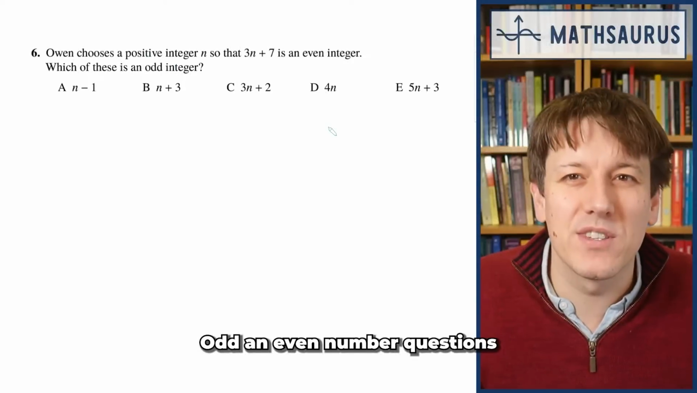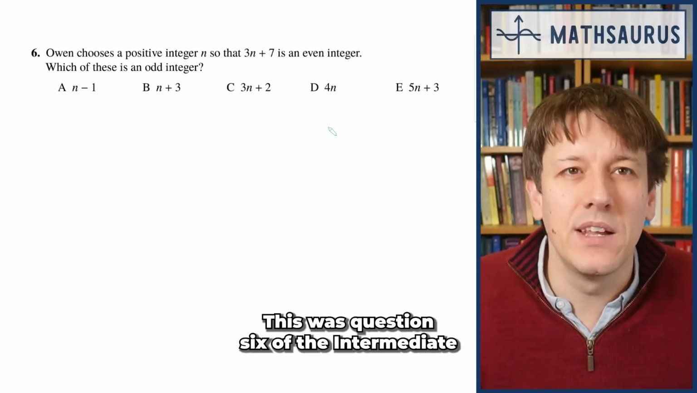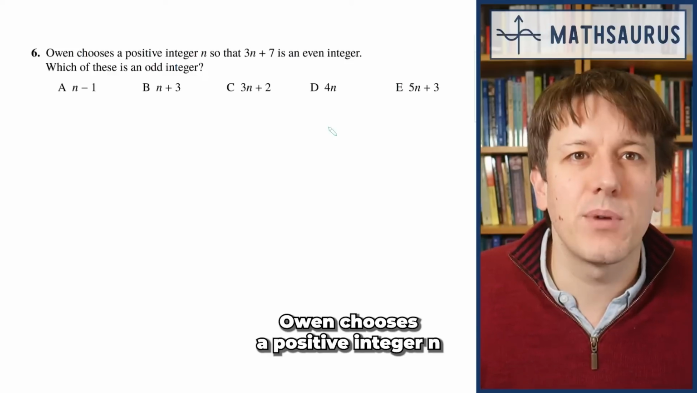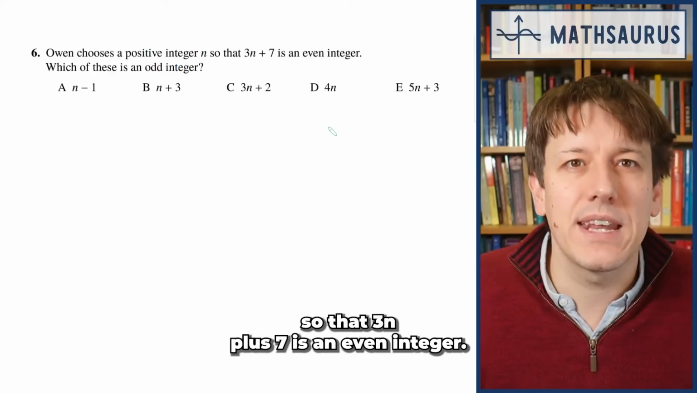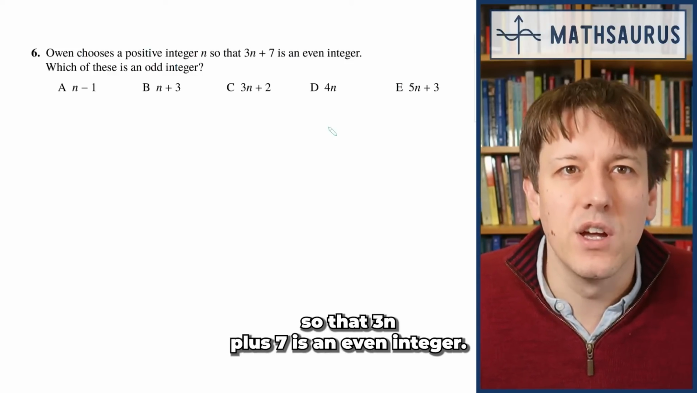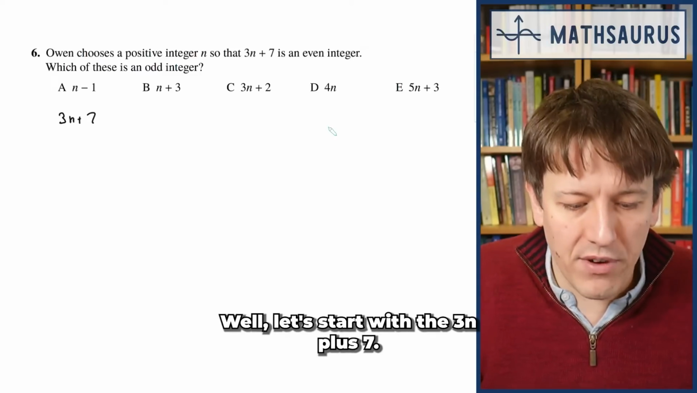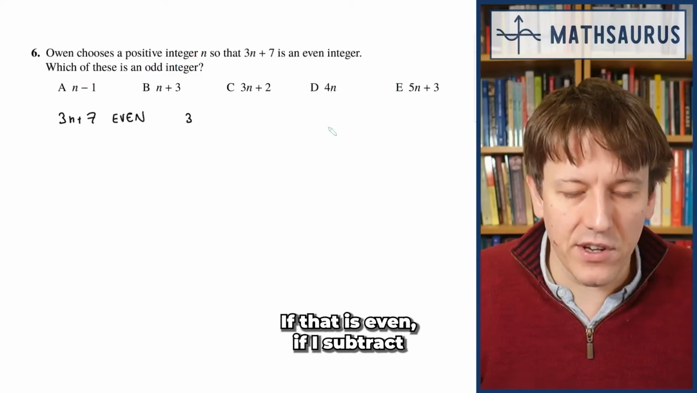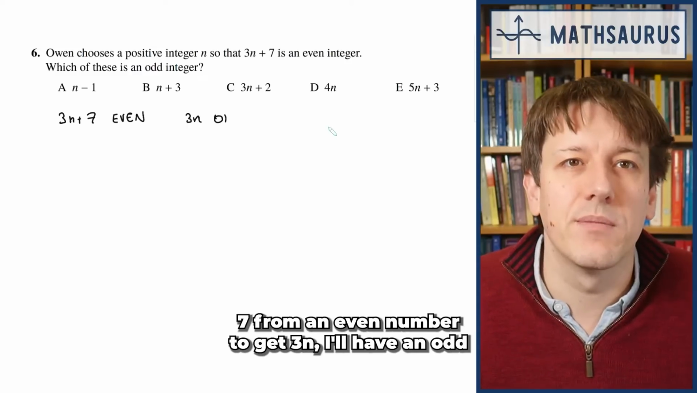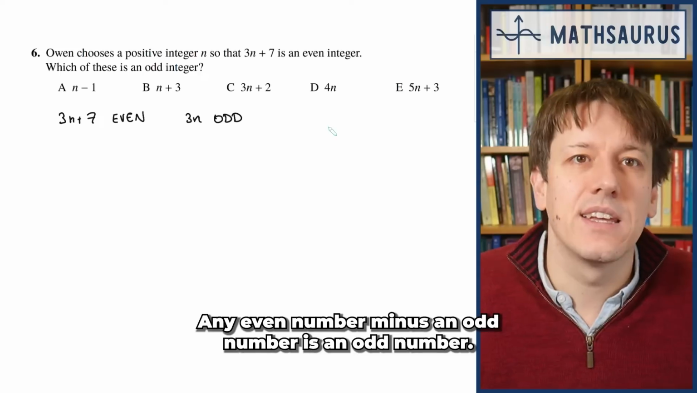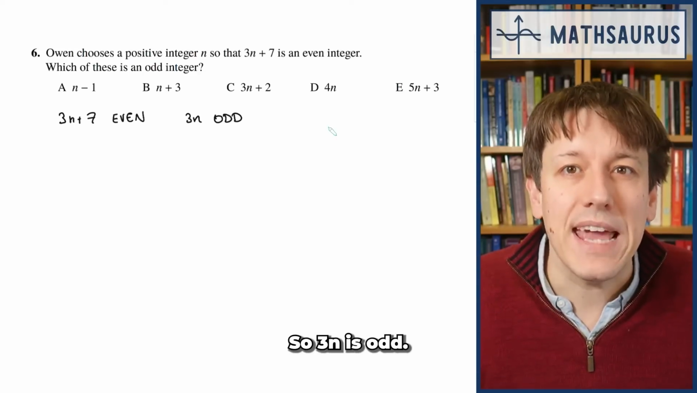Odd and even number questions are certainly a common maths challenge topic. This was question 6 of the Intermediate Maths Challenge from 2025. Owen chooses a positive integer n so that 3n plus 7 is an even integer. Which of these is an odd integer? Well, let's start with the 3n plus 7. If that is even, if I subtract 7 from an even number to get 3n, I'll have an odd number, right? Any even number minus an odd number is an odd number, so 3n is odd.